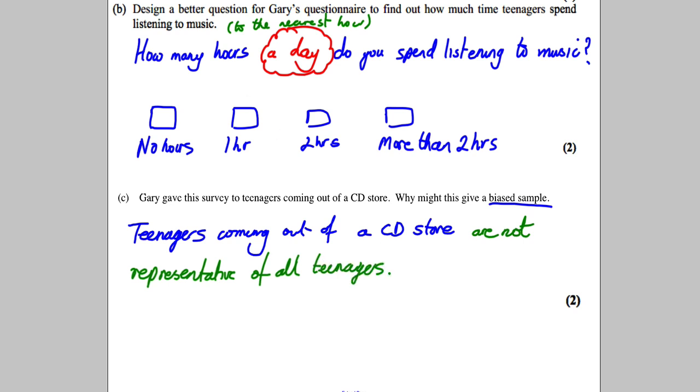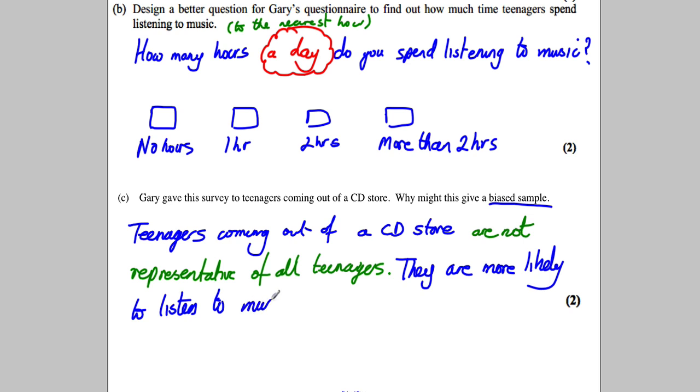And then you can write what you mean by that. They're more likely to like music. They are more likely to listen to music more.